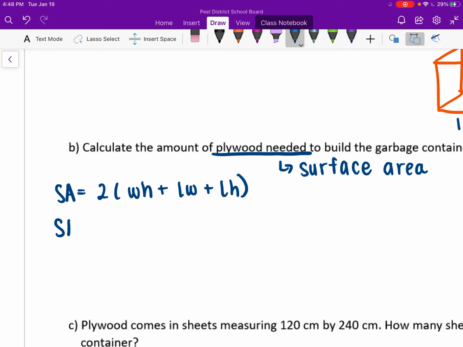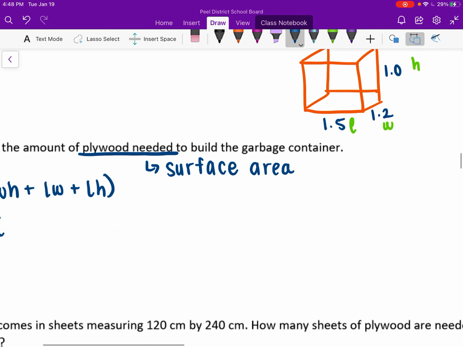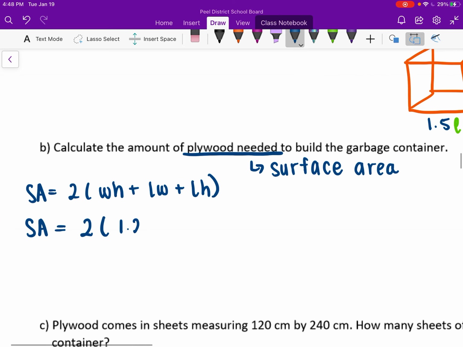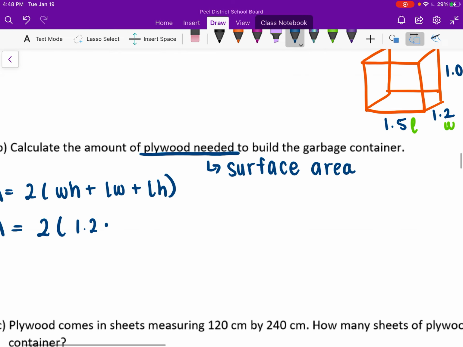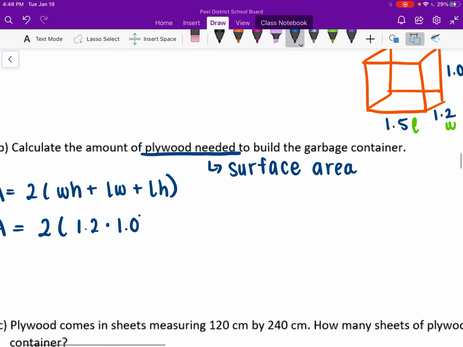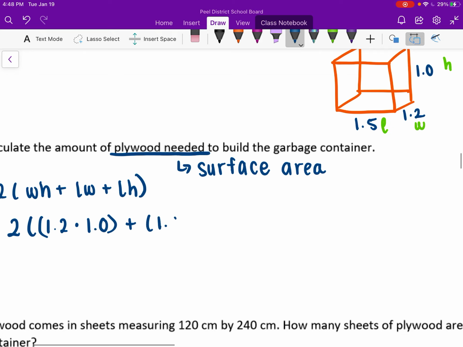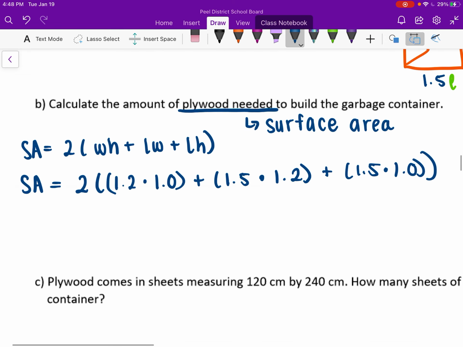So surface area is equal to 2 times 1.2 times height, which is 1.0, plus 1.5 times 1.2 plus 1.5 times 1.0, right? And we're just going to go and solve.